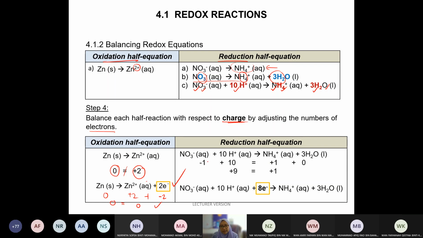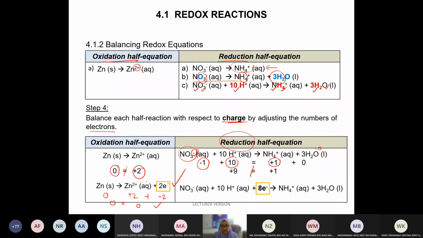So this one is negative 1. Okay. Kita consider the charge je. Negative 1. This one, 10 times positive 1 is positive 10. Okay, negative 1. Tak payah nak consider nitrogen ke apa, tak perlu. Dia just kita consider the charge saja, the overall charge. Okay, negative 1, positive 10, so positive 9. This one, positive 1. This is 0 kan, 0. So, positive 9 dengan positive 1. This is not balanced. Obviously, this is not balanced.